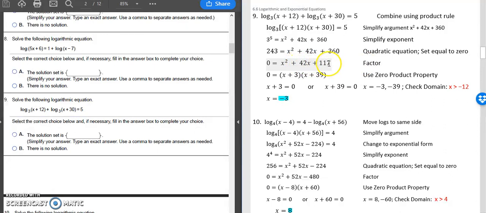The factors of 117 that add to give us 42 are going to be 3 and 39. And once we have it factored, we can use the zero product property from there. And we'll be left with x plus 3 equals 0, or x plus 39 equals 0. We end up with x equals -3 or -39. Our domain requires that x be greater than -12, so x equals -3 is our only solution.